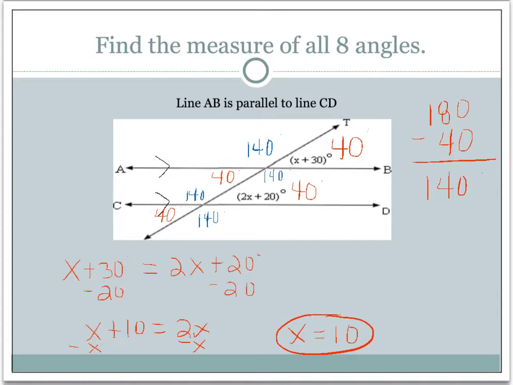So notice how this one was really similar to the last picture, except we had to find that x value first, so you had an equation that you had to solve. Let's take a look at one more example.